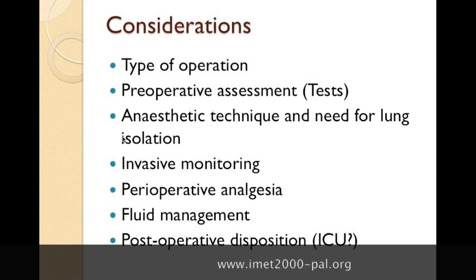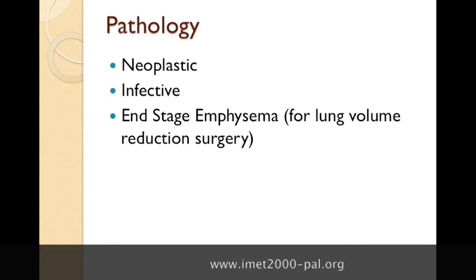So the next slide, we will start to talk about preoperative, what questions we ask the patient. For the most part, when we talk about thoracic surgery, there are three types of pathology. There is neoplastic, so cancer, infective surgeries, so things like tuberculosis, which is reasonably common in some countries for thoracic surgery, and end-stage emphysema is an uncommon, but sometimes still a reason we do thoracic surgery.